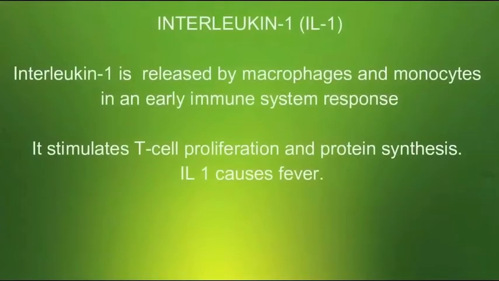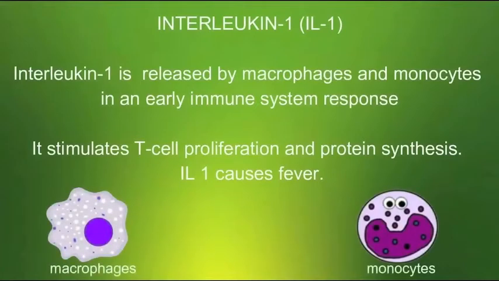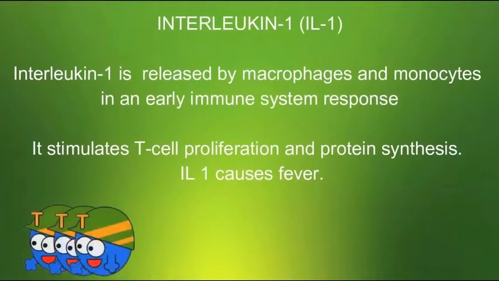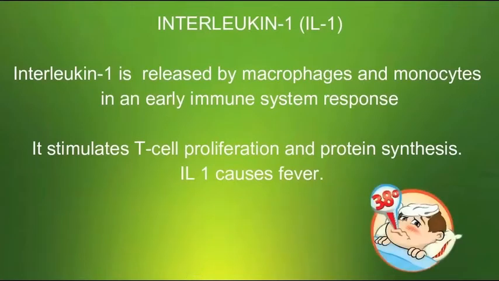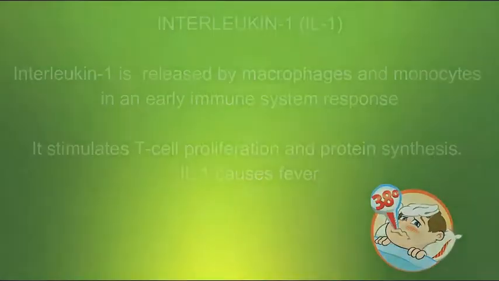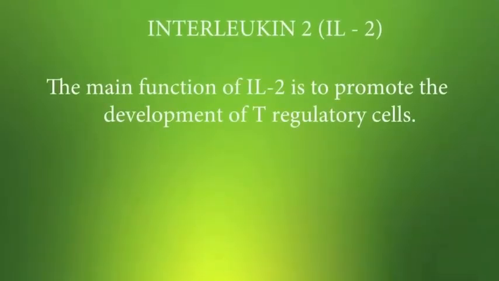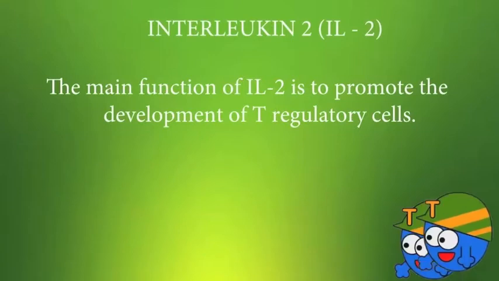Interleukin 1. Interleukin 1 is released by macrophages and monocytes in an early immune system response. It stimulates T-cell proliferation and protein synthesis. Interleukin 1 causes fever. Interleukin 2. The main function of interleukin 2 is to promote the development of T regulatory cells.